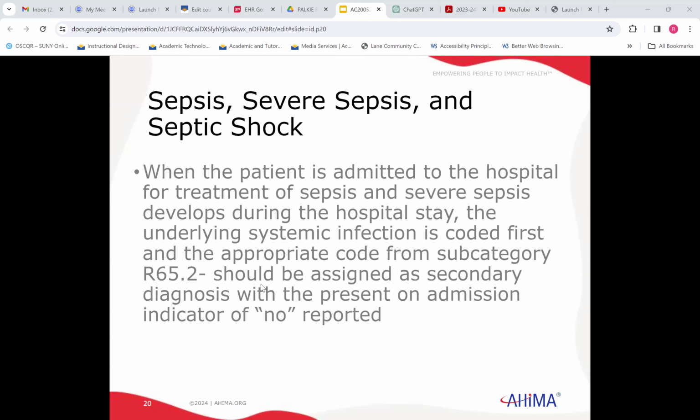When a patient's admitted to the hospital for treatment of sepsis and severe sepsis develops during the hospital stay, again, the systemic infection is coded first, and the appropriate code is going to be assigned as the secondary diagnosis with the present on admission indicator of no reported.